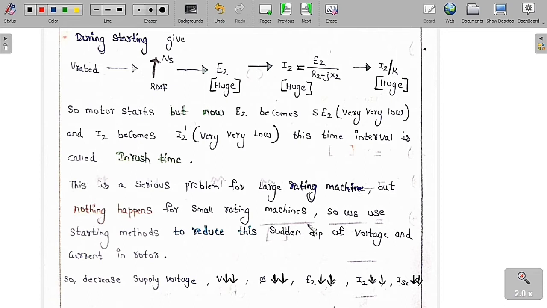All the starting methods are going to reduce the sudden dip of voltage and current to lower values in the rotors. All the basic starting methods are going to reduce the supply voltage. As the supply voltage reduces, the flux in the air gap is going to decrease, E2 is going to decrease, I2 is going to decrease, and the starting current is also going to decrease. So all these are going to be reduced, and the dip is going to decrease further. Therefore, this is the basic agenda of all the starting methods.